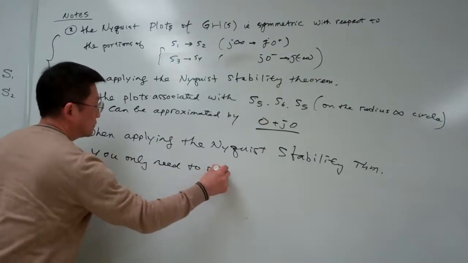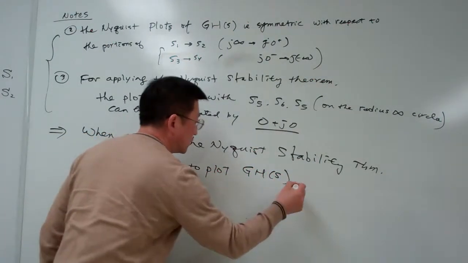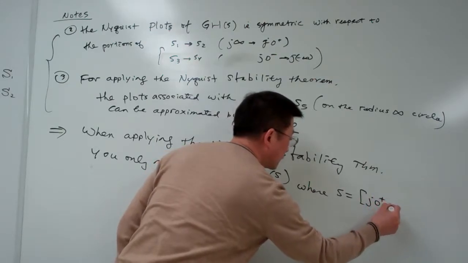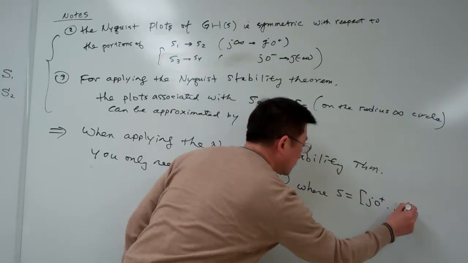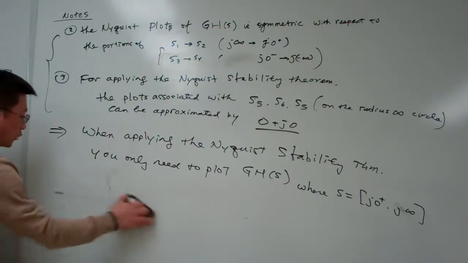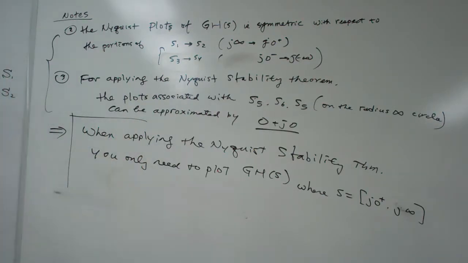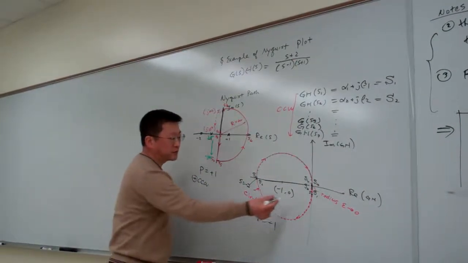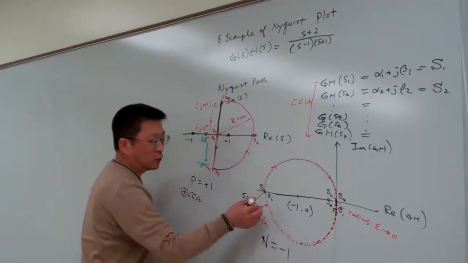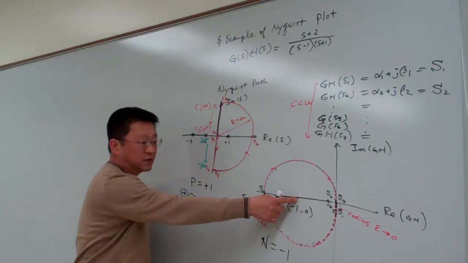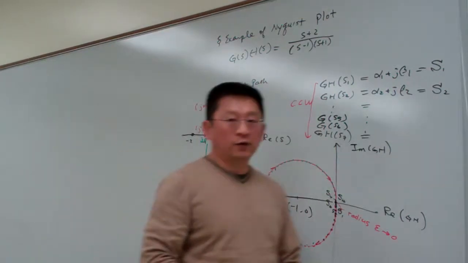You need to plot GH(s) where s is in the range of j0 to j infinity, in this portion only. That corresponds to, for example, the Nyquist plot, and we can see more examples here. From this point onwards, our exercise will be only on these portions. Once we have that portion, we can tell right away whether this point -1, 0 is encircled or not. Okay, so we can take a break.